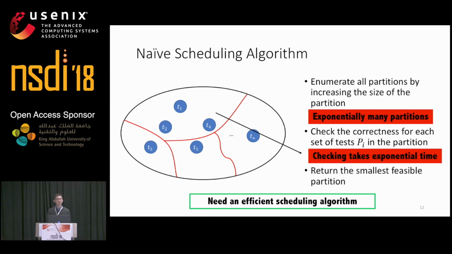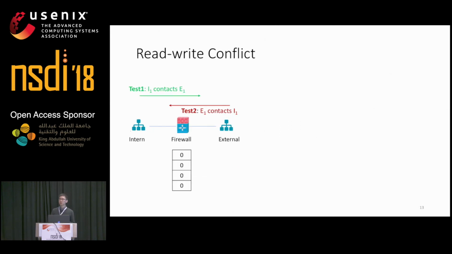So we need some efficient algorithm. Perhaps we want to sacrifice optimality, but we want to find an efficient algorithm here. So in order to achieve an efficient scheduling algorithm, our key idea here is to check the read-write conflicts that appear in the stateful network.